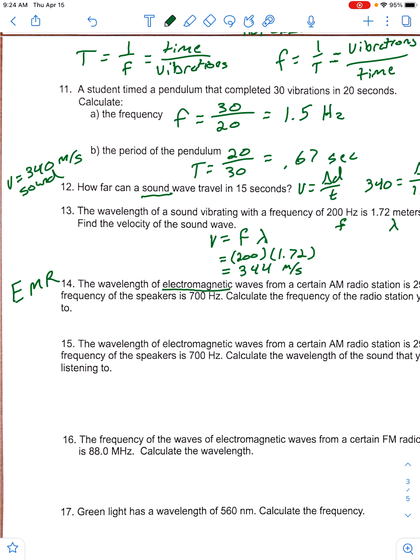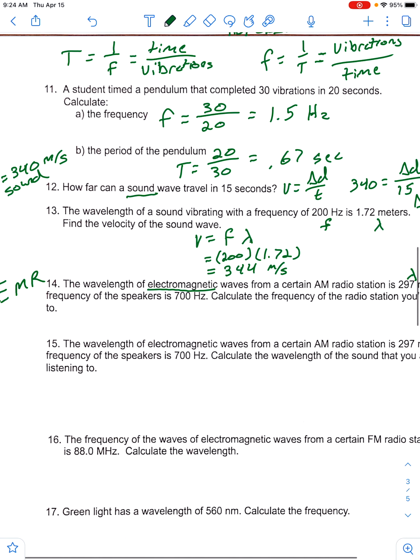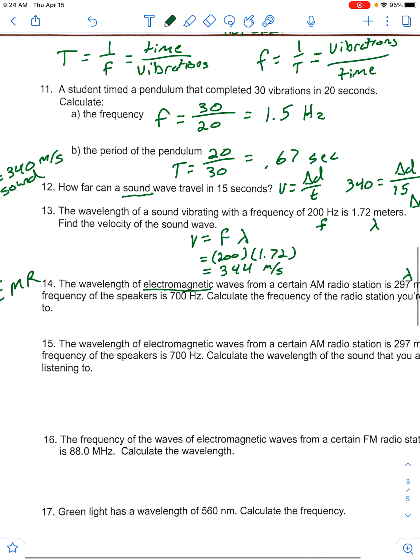Right now, I don't really need this 700 because I'm trying to find the actual frequency of the radio signal itself, not the one coming from the speakers. This is the frequency of the speakers. When I have an EMR wave, that's when you're dealing with the speed of light, C equals frequency times wavelength. It's pretty much the exact same equation as 13, but now instead of V, we're going to use C, and C is the speed of light.